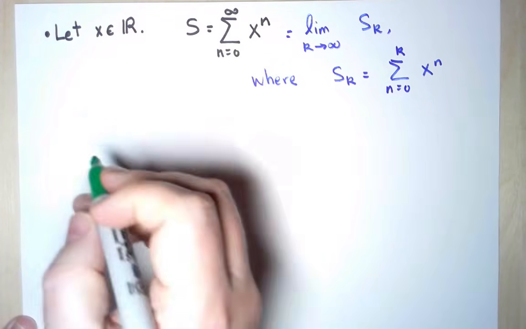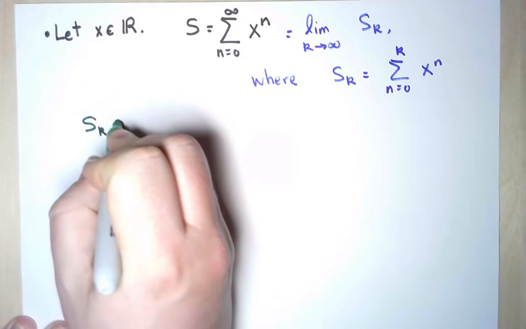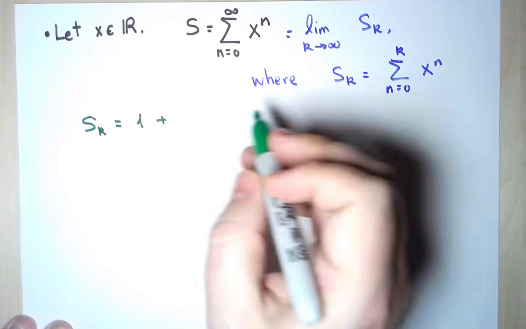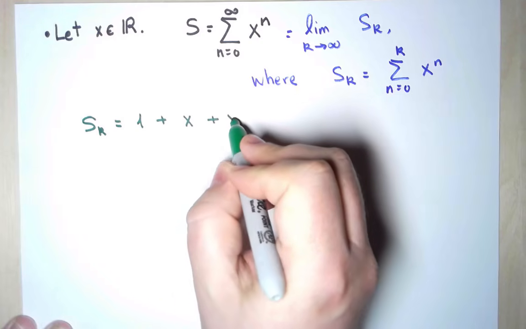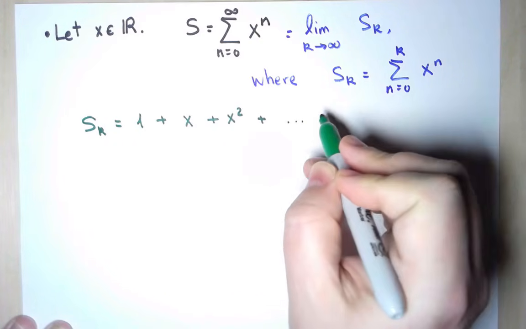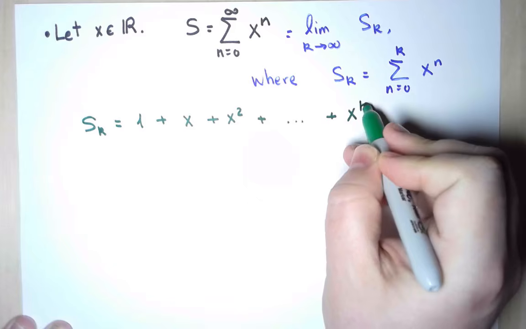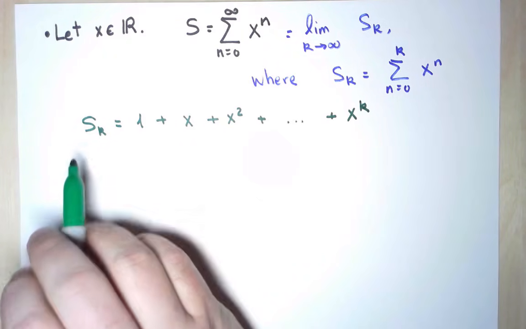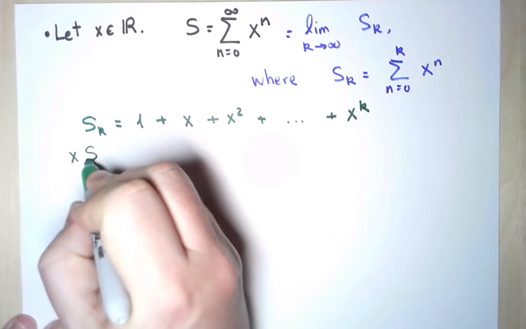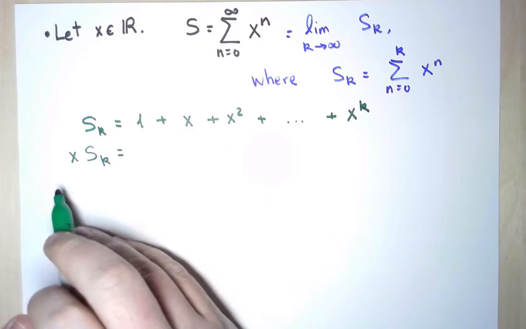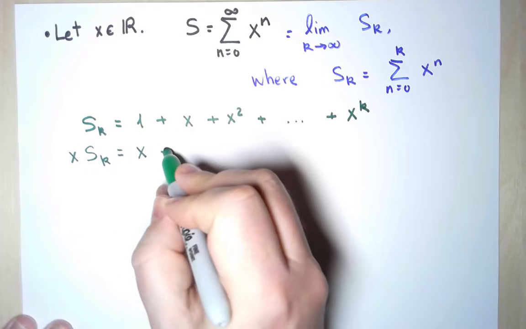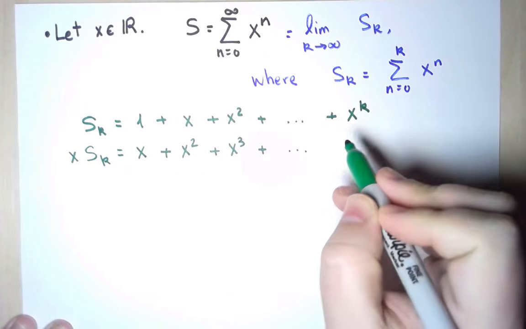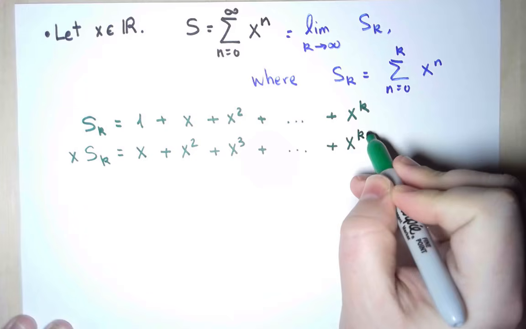Let me expand the terms for this finite sum. s_k equals, when n equals 0 it is 1, when n equals 1 I get x, and then I get x squared, all the way to x to the k. And the trick is going to be to multiply this sum times x. Let's see what happens when I do that. 1 times x is x, times x is x squared, x cubed, and so on, and the last term is x to the k plus 1.